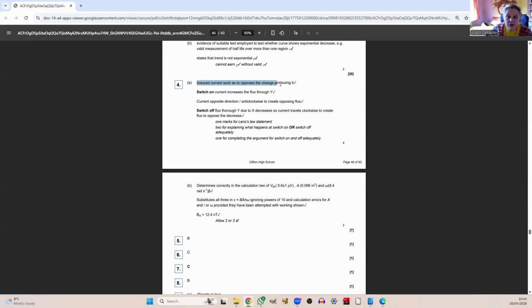Right, we've got: induced current is such as to oppose the change producing it. That's the definition of Lenz's law. When you switch on, the current increases the flux through Y, and the current is going to oppose. Can you see? It's anti-clockwise to oppose the creation of the flux. And then when you switch it off, the flux through Y due to X decreases so that the current travels clockwise to create the flux to oppose the change causing it. Okay, so 1 mark for Lenz's law statement.